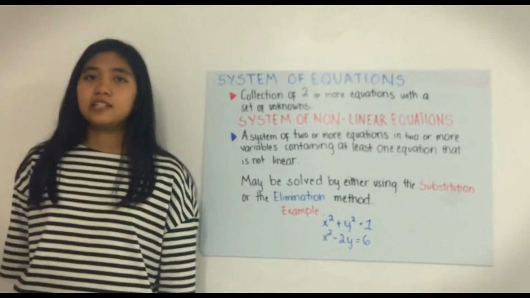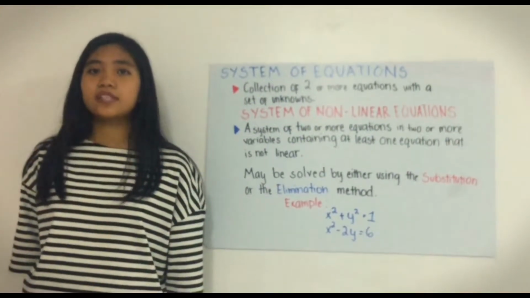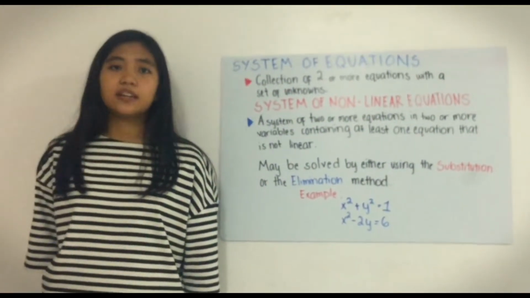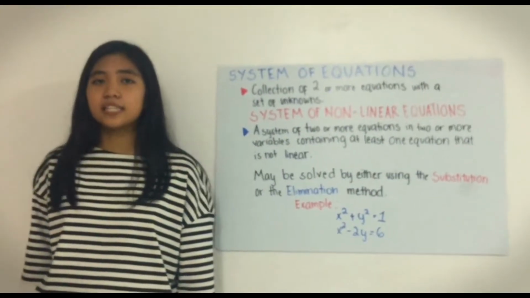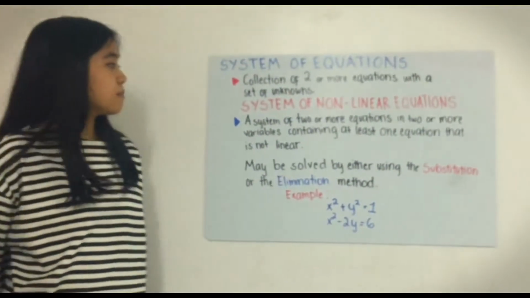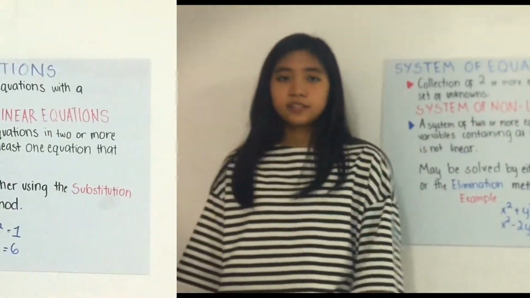A system of equations is a collection of two or more equations with the same set of unknowns. In solving it, we try to find values for each of the unknowns that will satisfy every equation in the system. Today, we'll focus on the system of nonlinear equations.